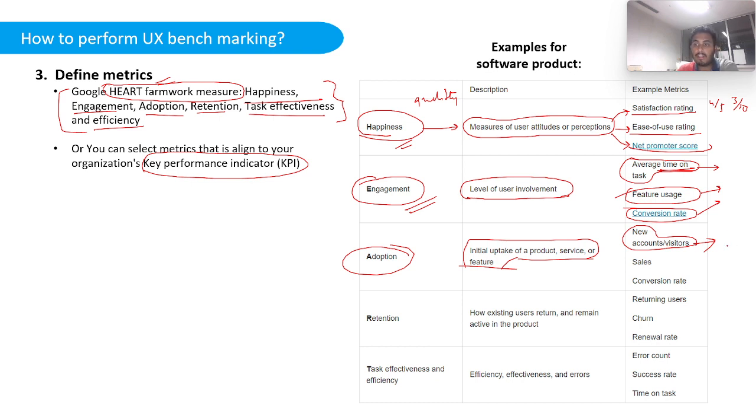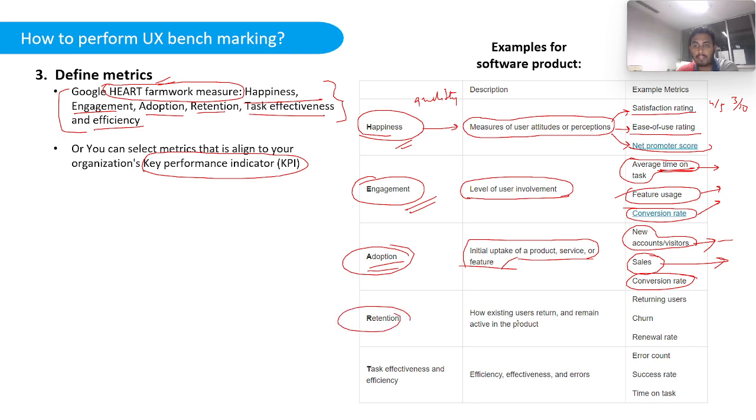So by counting the number of visits or number of accounts opened, you can see how many people actually chose to adopt that interface. Then sales: if it is a commercial website like Amazon, based on the number of sales from your website, you can see how many people use that interface. Again, conversion rate is for a chatbot.